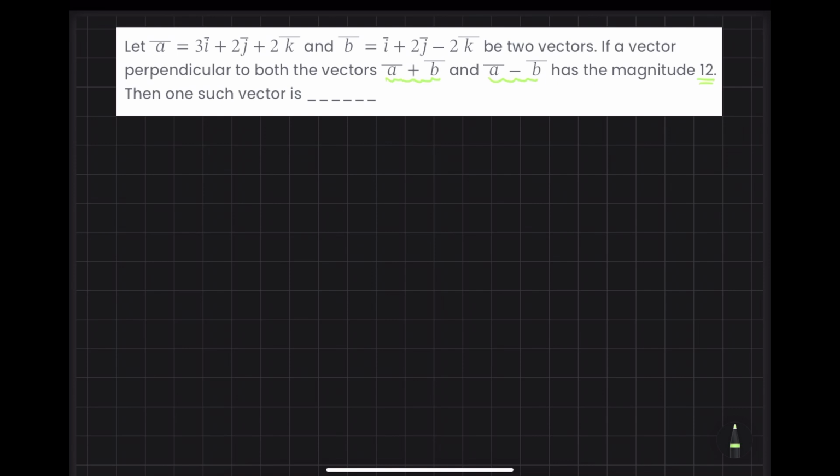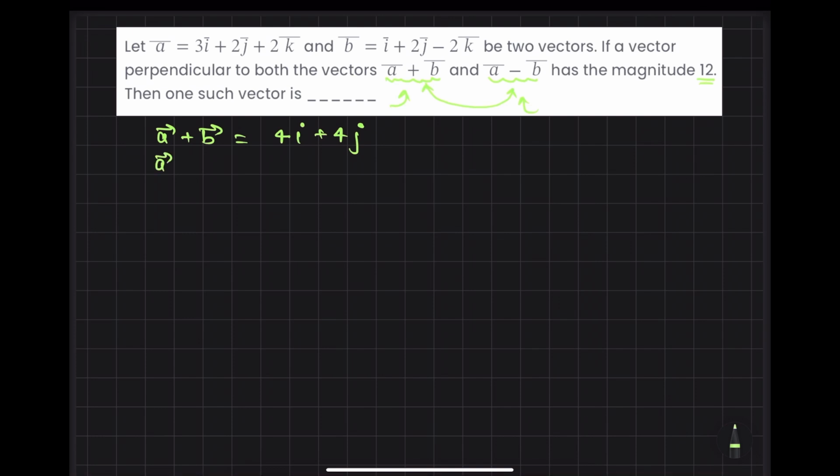Now, before finding a vector perpendicular to these two vectors, we need to find out first this vector, then this vector. So let's go with vector A plus vector B. You know that directly you can add two vectors by adding i's, j's and k's. So it is 4i plus 4j and then done. So this is your first vector.